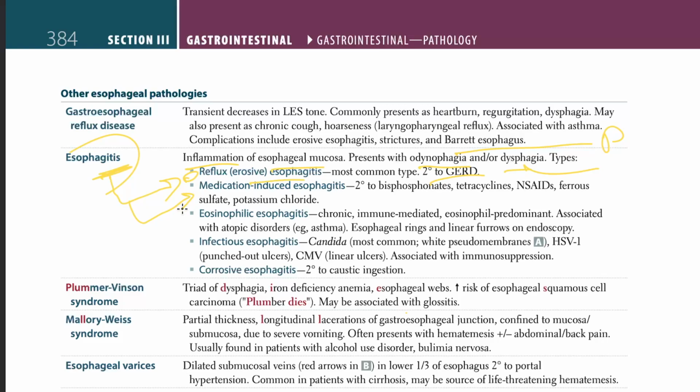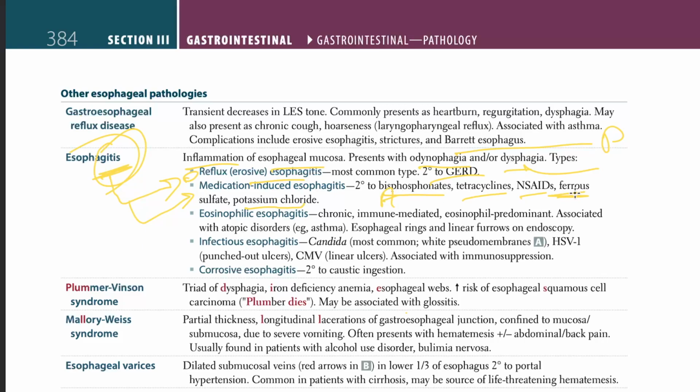Second thing is medication-induced esophagitis. Which medications cause that? Well, the bisphosphonates, like alendronate, tetracyclines, NSAIDs, potassium, and also the iron, the ferrous sulfate.